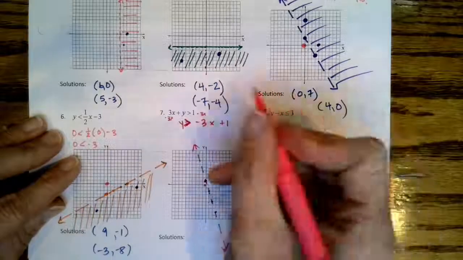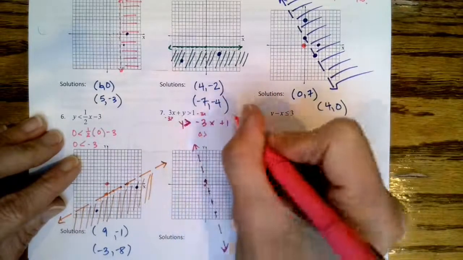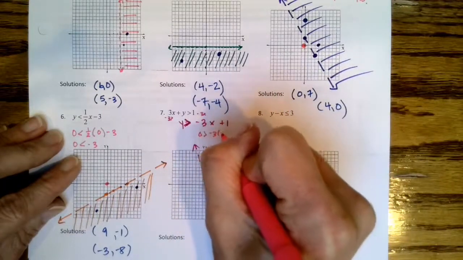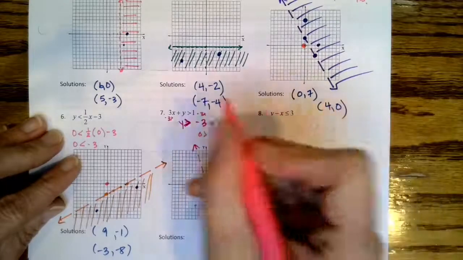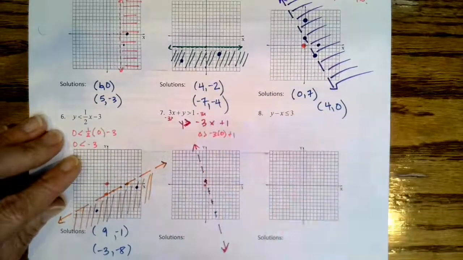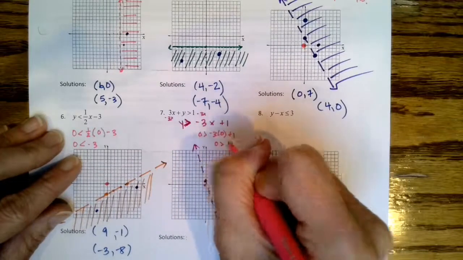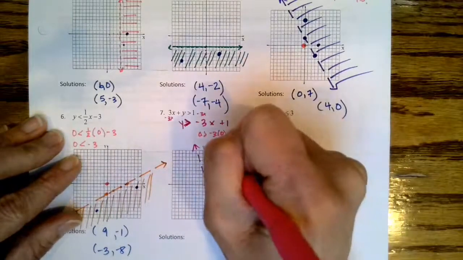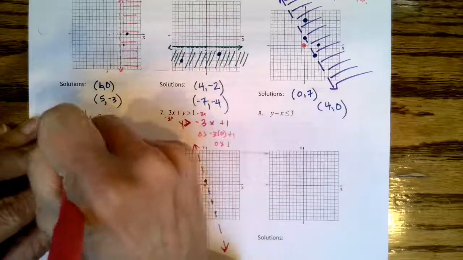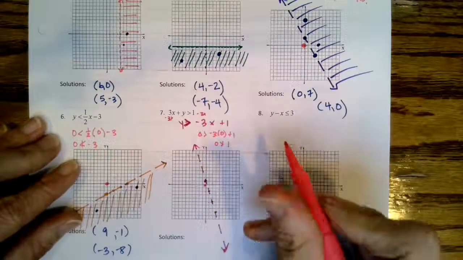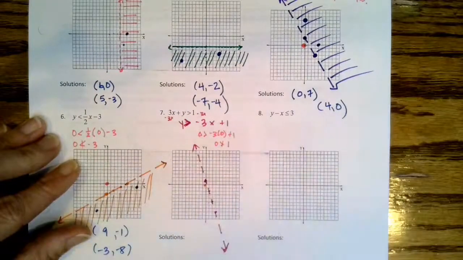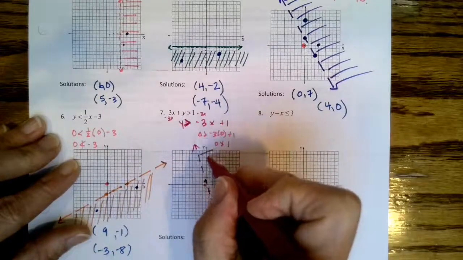All right, let's test it. Is 0 bigger than negative 3 times 0 plus 1? We choose 0 because that's an easy cross out. So is 0 bigger than positive 1? Nope. That's not true. So what we're going to do is color the other side of the line all the way out here.